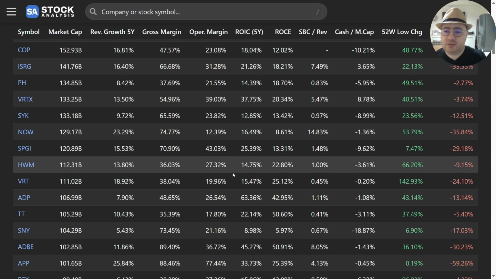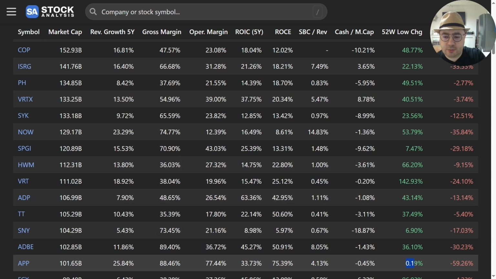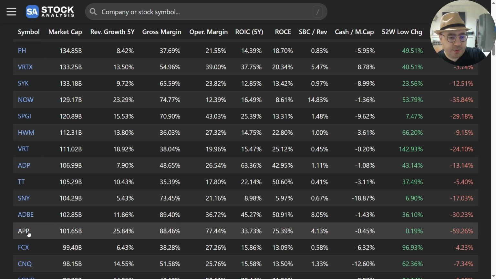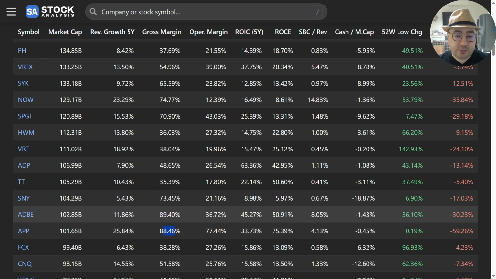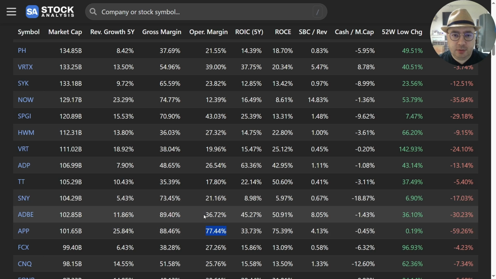Maybe we find something interesting that's at the bottom of the 52-week range. Oh, look at this, 0.19. What is this? App 101 billion. What is this? AppLovin, I think. Revenue growth 5 years, 25%. Gross margins super high, next to my Adobe. Actually, that's interesting. But operating margins is more than double than my Adobe.